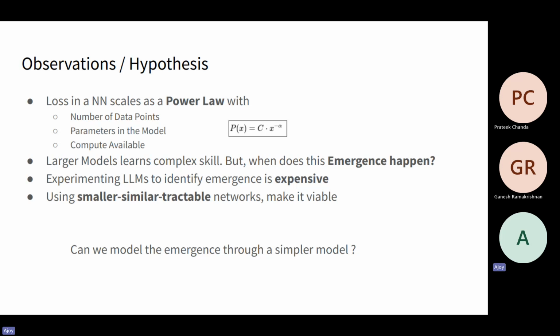The basic hypothesis is that any neural net will learn in a power law setting, given the data points, number of parameters, and the compute. And compute can be represented in terms of the number of inputs, the number of models, and number of parameters as a multiplication. That's the simple power law definition.